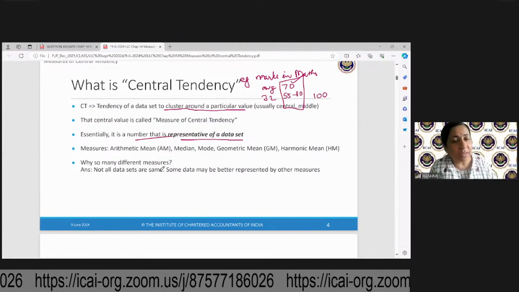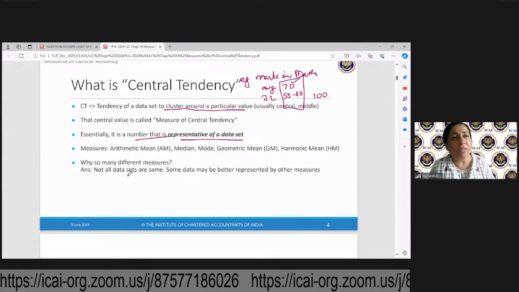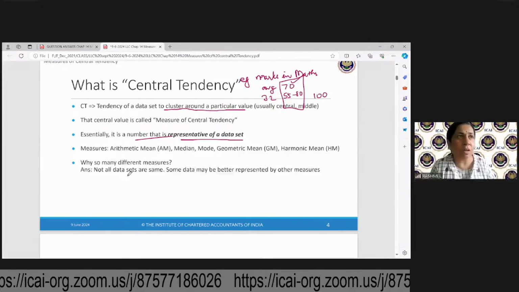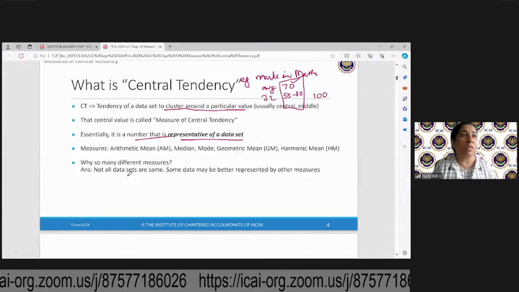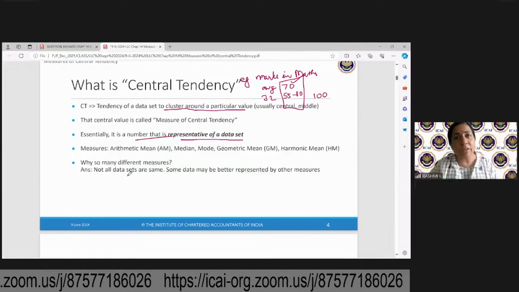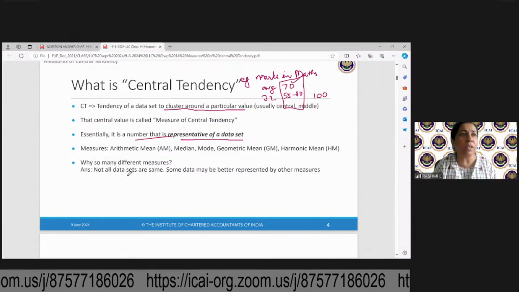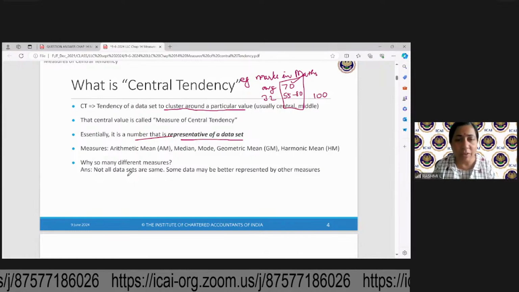Because not all data sets are the same. Depending on what it is that I want to measure, on the quality of the data and the quantity of the data, I'm going to change which measure of central tendency I will use.